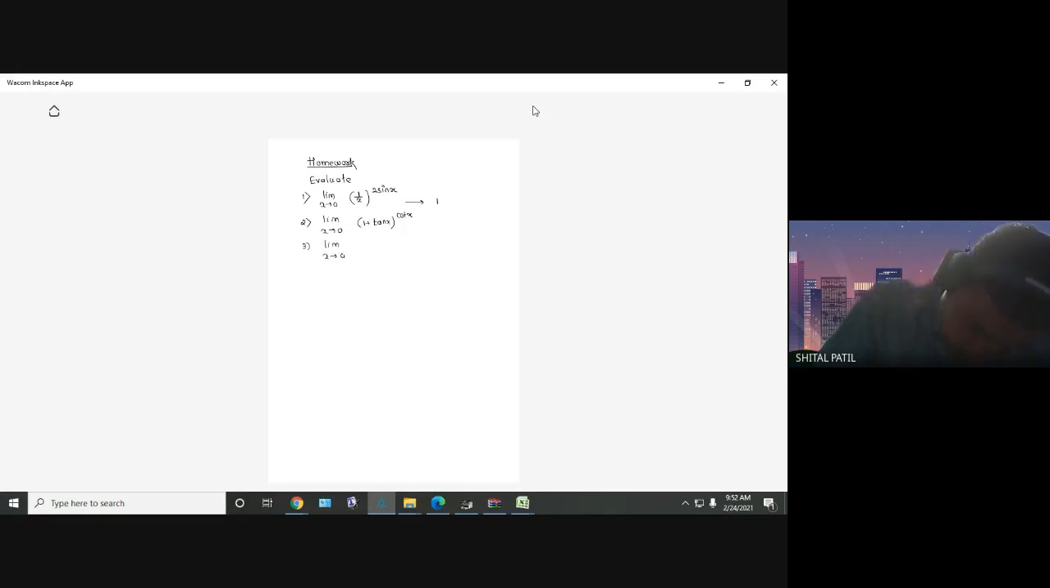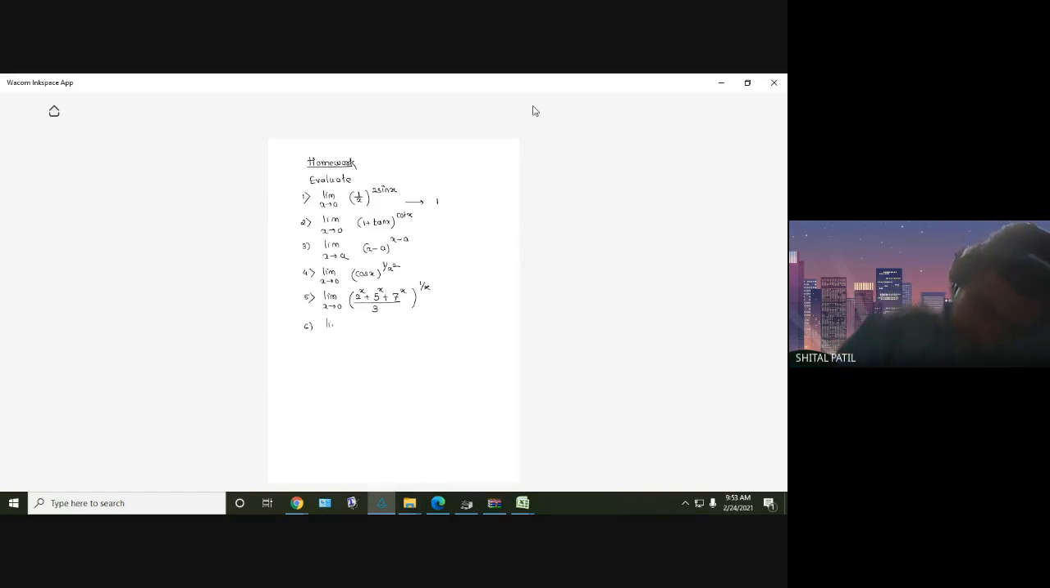Limit x extends to a, x minus a raised to x minus a. Limit x extends to 0, cos x raised to 1 upon x square. Next. Limit x extends to 0, 2 raised to x plus 5 raised to x plus 7 raised to x divided by 3 raised to 1 upon x.